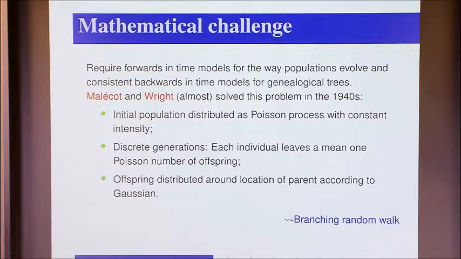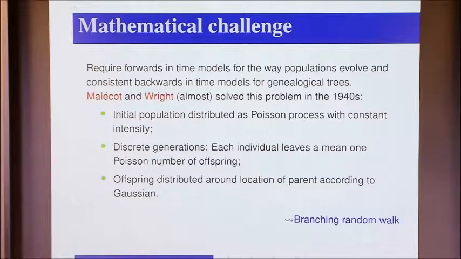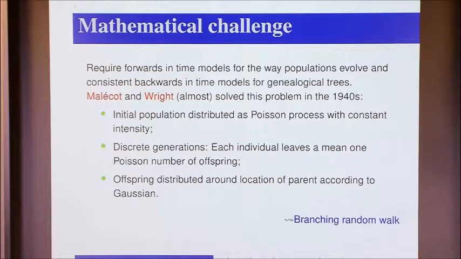Their population evolved in discrete generations, and each individual leaves behind a Poisson number of offspring, with mean 1. The offspring choose their location according to an independent Gaussian pick around the location of the parent. And not unreasonably, when you look at it, Malécot and Wright assumed that this Poisson distribution I started with, this nice constant intensity distribution, would be preserved by this dynamic. So my population would always look nice and evenly spread across space.